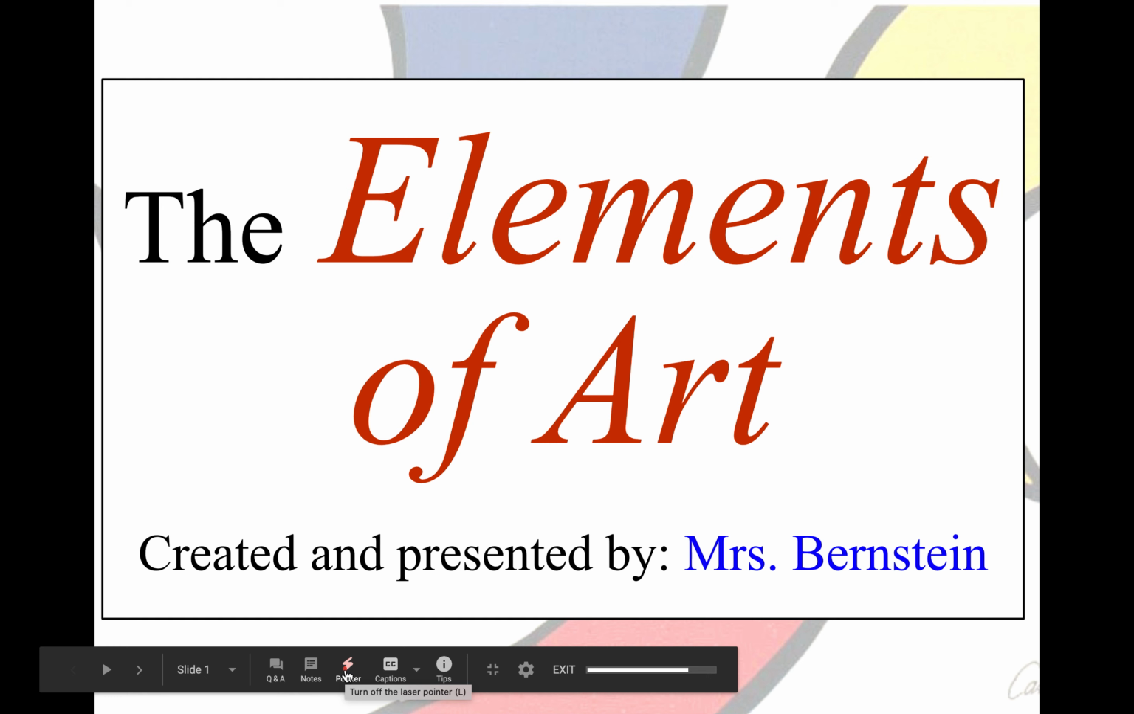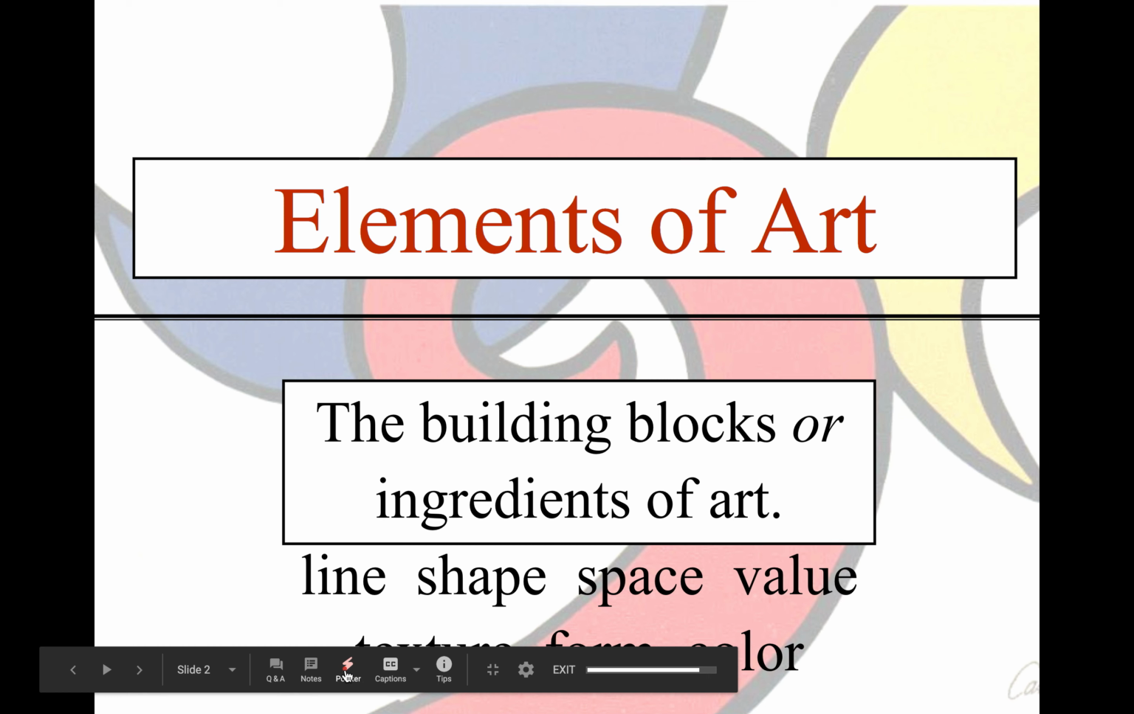All right, this is Miss Bernstein, and we're going to be talking about the elements of art today. The elements of art, these are the building blocks or ingredients of art, and they include line, shape, space, value, texture, form, and color.